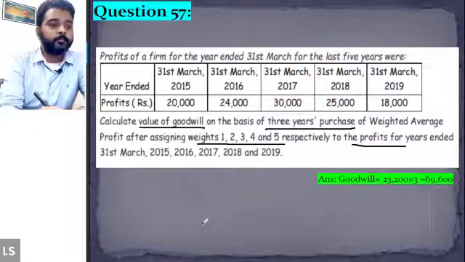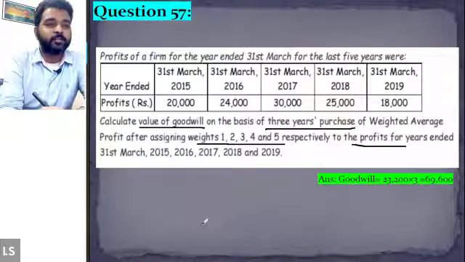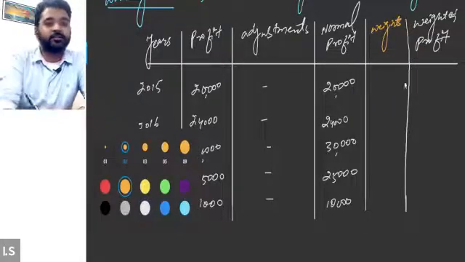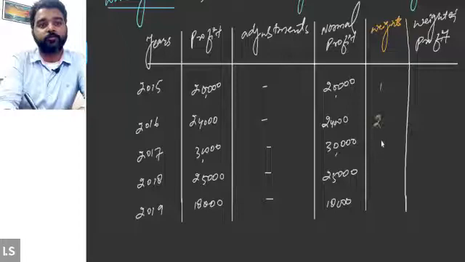Yes, sir. Okay, after that, we have assigned different weights for different years. So 1, 2, 3, 4, 5 are the weights given in the question. The weight for the year 2015 will be 1. For 2016, the weight is 2. For 2017, it is 3. For 2018, it is 4. And for the year 2019, it is 5.